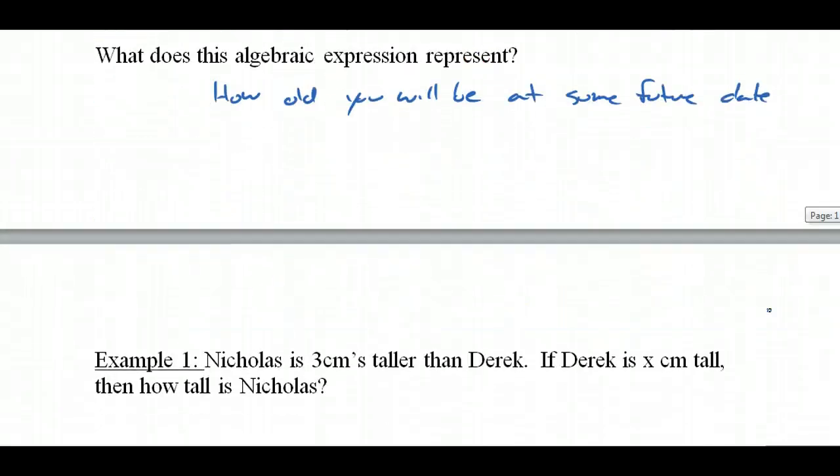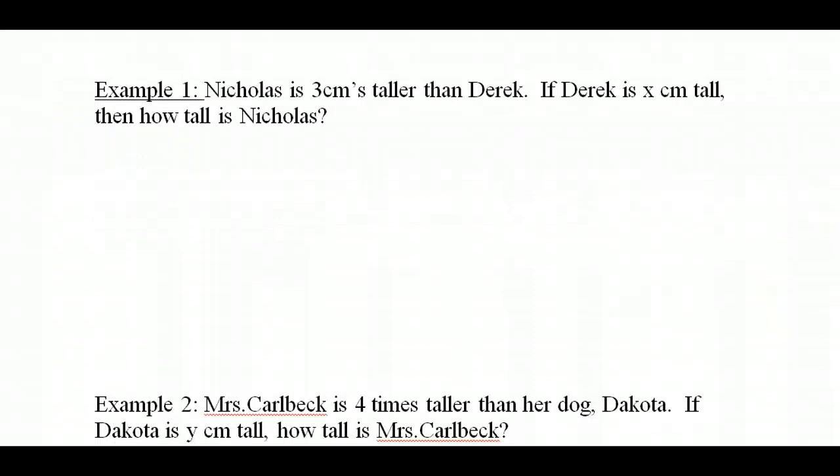Okay, let's do a few more examples. It says here, Nicholas is 3 centimeters taller than Derek. If Derek is X centimeters tall, then how tall is Nicholas? And again here we use X because we don't know how tall Derek is. So to represent Nicholas's height compared to Derek, we have to say Nicholas is X plus 3. And the reason it's plus 3 is because he is 3 centimeters taller.